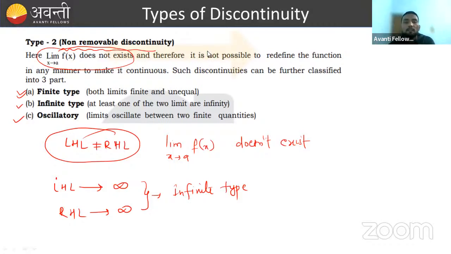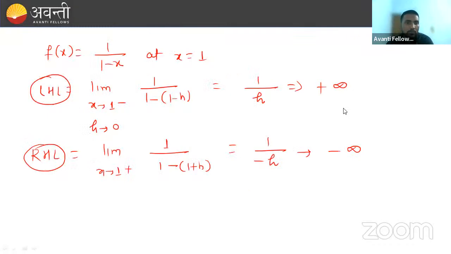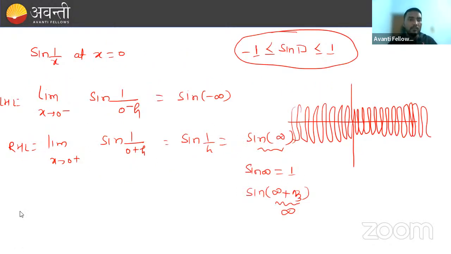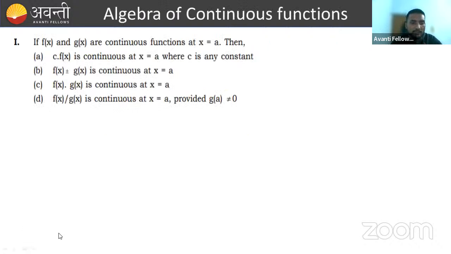Janvi Silvasa, Janvi Rajkot, clear है सबको? Okay, so now we can see.